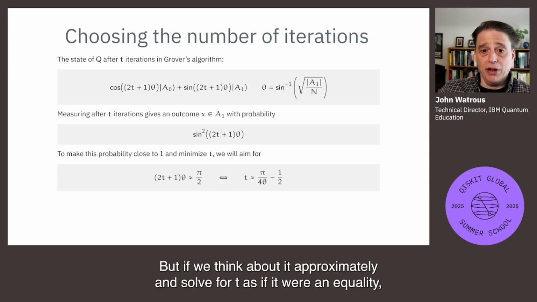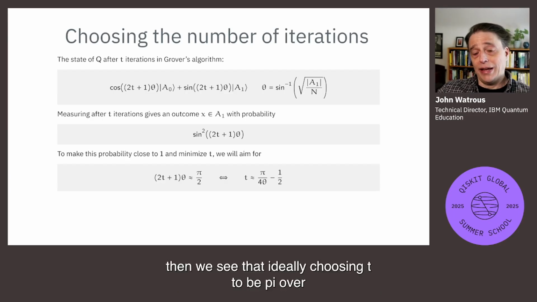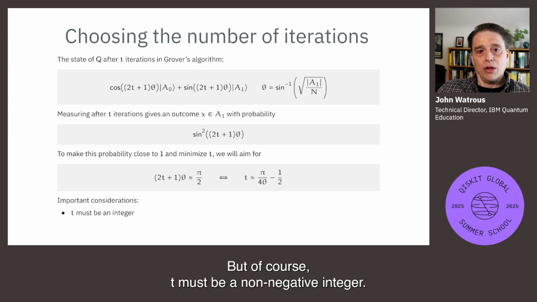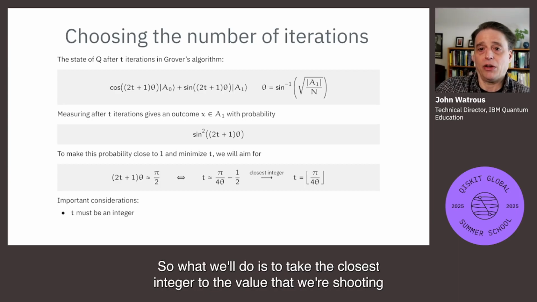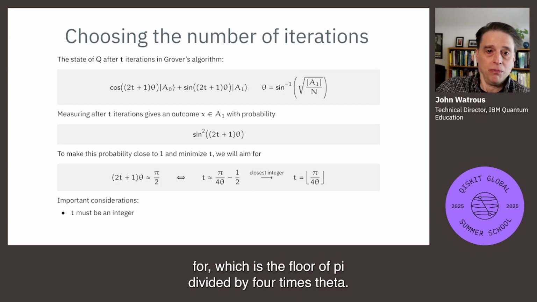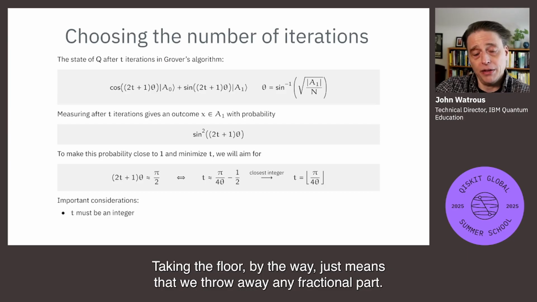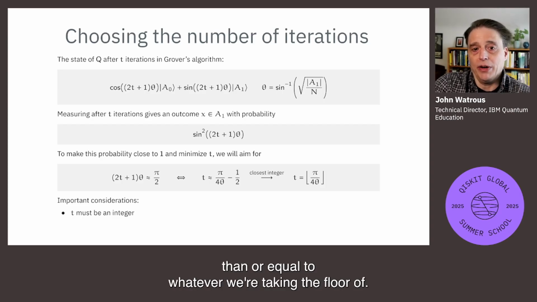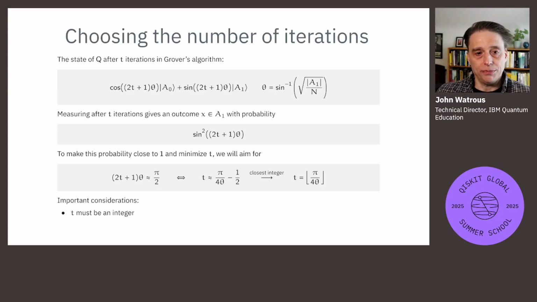Now we can't necessarily hit this angle pi over 2 exactly because t has to be an integer, but if we think about it approximately and solve for t as if it were an equality, then we see that ideally choosing t to be pi over 4 times theta minus 1/2 makes sense. But of course t must be a non-negative integer, so what we'll do is take the closest integer to the value that we're shooting for, which is the floor of pi divided by 4 times theta. Taking the floor, by the way, just means that we throw away any fractional part. In other words, it's the largest integer that's less than or equal to whatever we're taking the floor of.